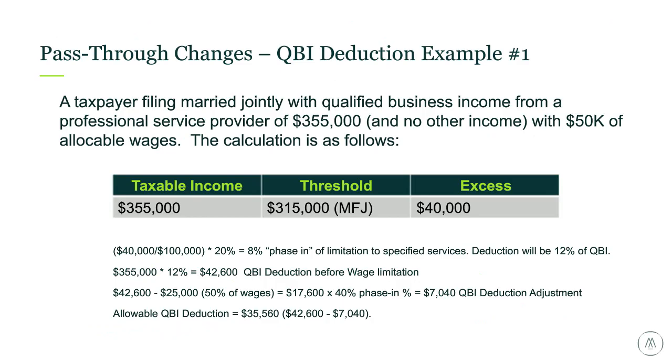So here's a couple quick examples looking at the service business that has income beneath the threshold. You can see that even though their income is above $315,000 but below $415,000, they are getting a slight benefit from their flow-through income. But I'm going to move on to a couple of the more in-depth examples.